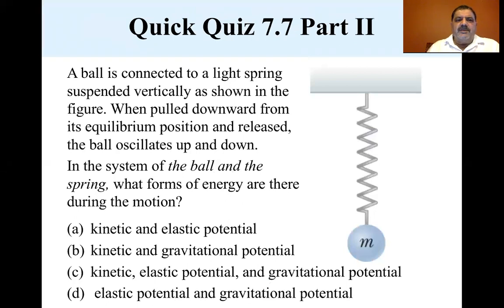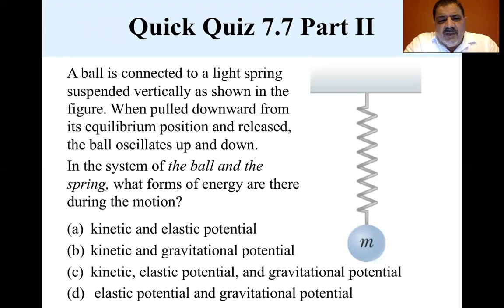Now, let's just reword the problem. A ball is connected to a light spring suspended vertically as shown in the figure. When pulled down from its equilibrium position and released, the ball oscillates up and down. In the system of the ball and the spring, that's a key word, what forms of energy are there during the motion? What did they take out? They took out the ball and the spring and the earth, as in the previous one.